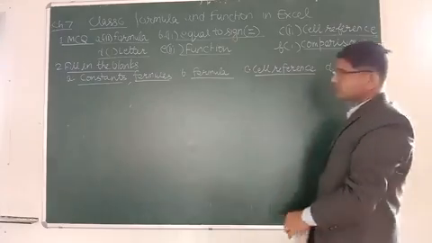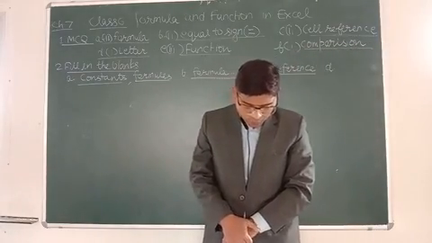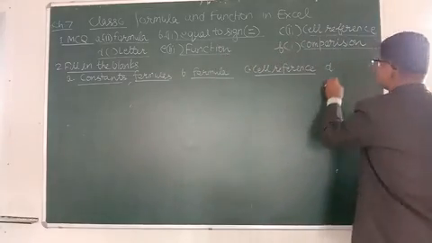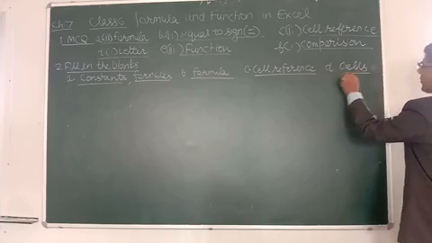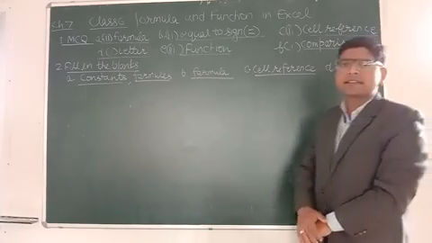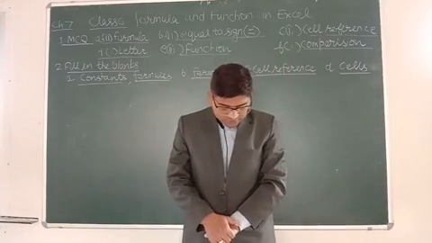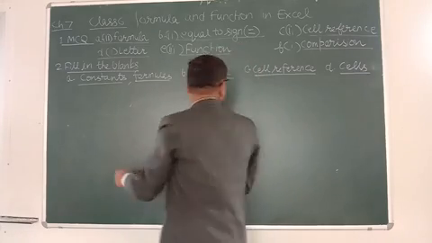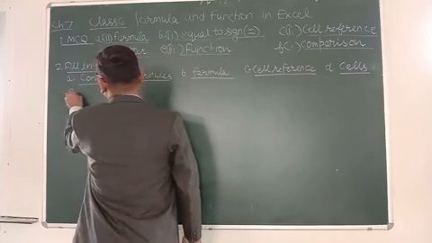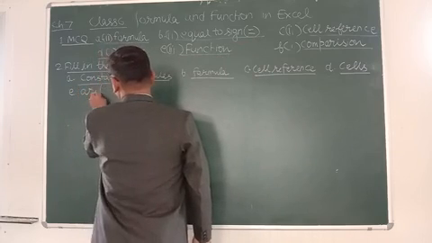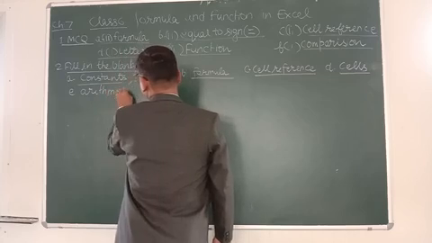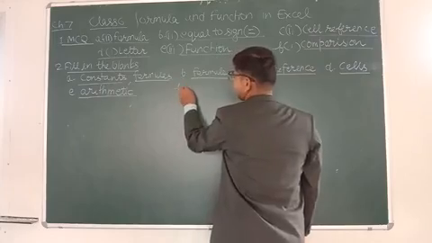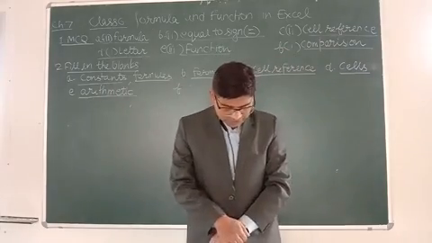D. A group of dash in a worksheet is called a range. Cells, a group of cells in a worksheet is called a cell range. E. Dash operator is used to perform mathematical calculation, that is arithmetic operator.